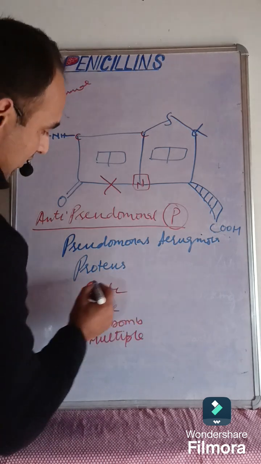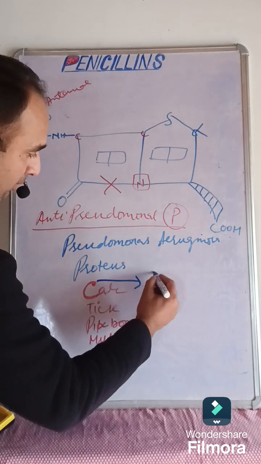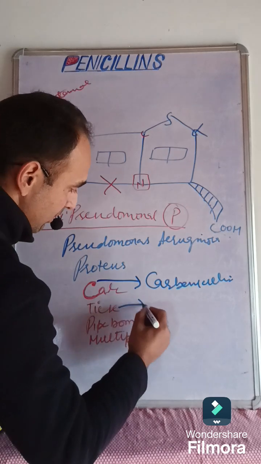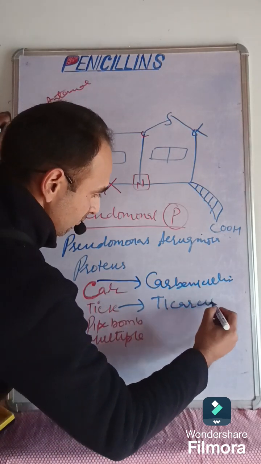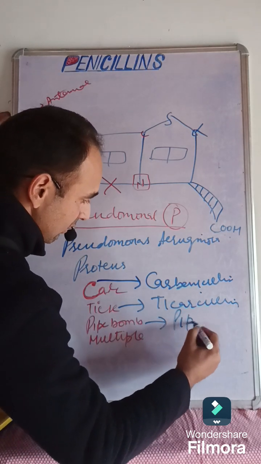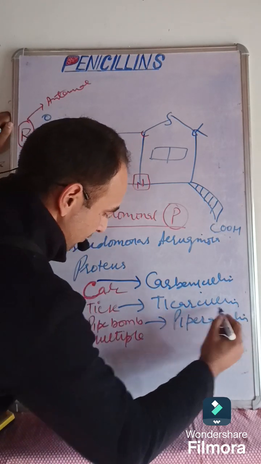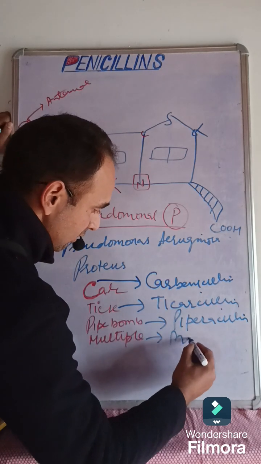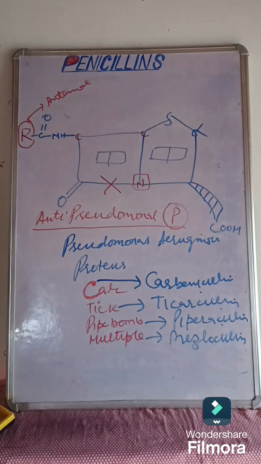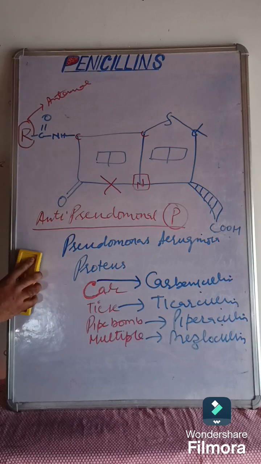This car here represents carbenicillin. This stick represents ticarcillin. This pipe represents piperacillin. This multiple represents mezlocillin. So these are the anti-pseudomonal penicillins, and they are active against Pseudomonas aeruginosa and Proteus; gram-positive bacteria are relatively resistant.